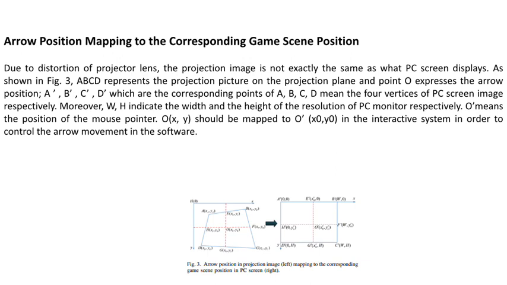O means the position of the mouse pointer, and O with the coordinates x and y should be mapped to O', x naught and y naught, in the interactive system in order to control the arrow movement in the software. The left figure shows the arrow position in the projection image, and the right picture shows the mapping to the corresponding game position on the PC screen.